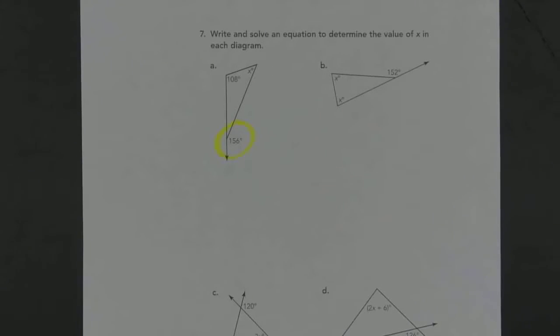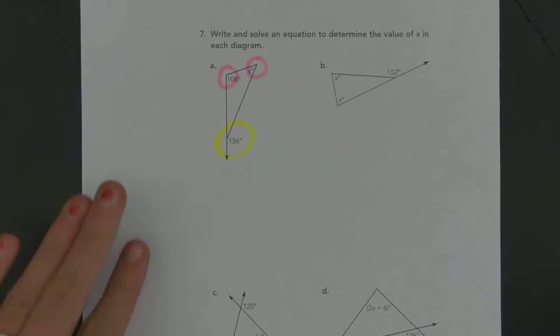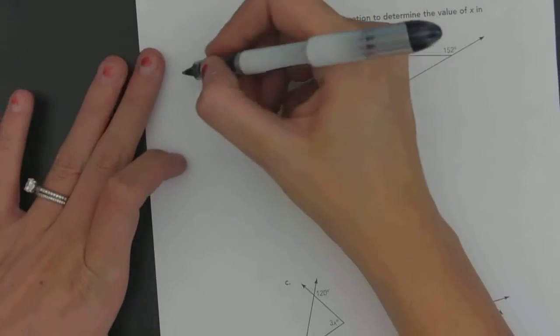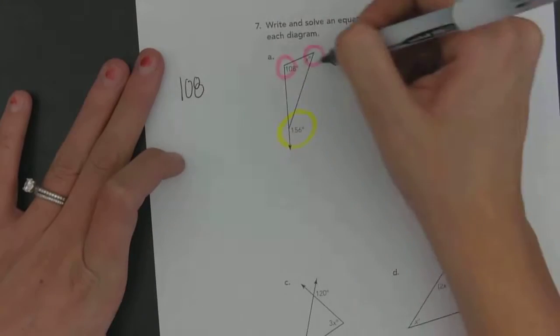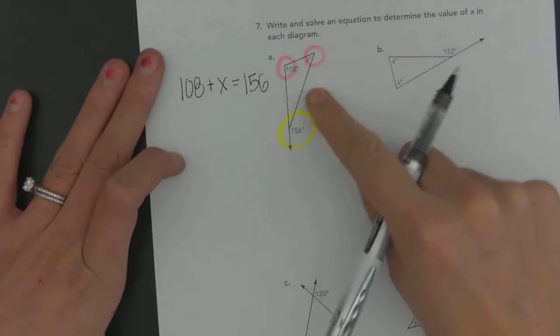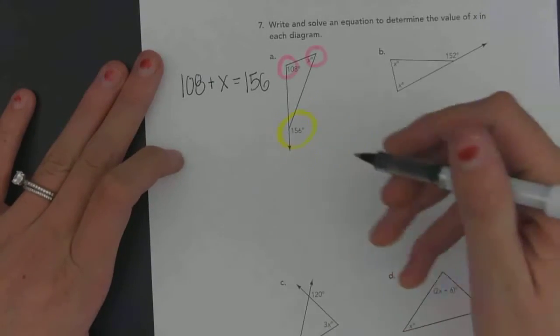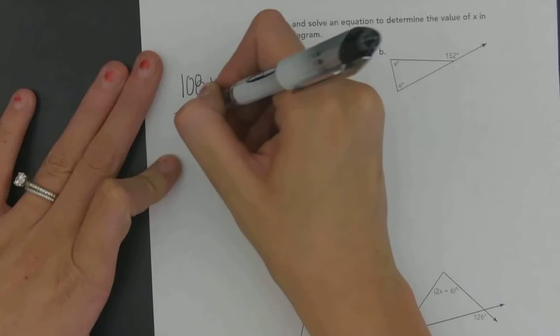156 should be the sum of my two interior angles that are non-adjacent. So I could write this as 108 plus x equals 156, right? The sum of those two should tell me this one. Okay, I'm going to solve it like a one-step equation.